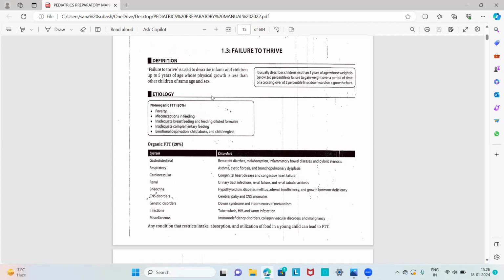In the definition heading, we have to write that failure to thrive is used to describe infants and children up to 5 years of age. Beyond that, we do not use the term failure to thrive. It is usually used to describe infants and children up to 5 years of age. Okay, so it is usually defined as physical growth which is less than other children of the same age and sex.